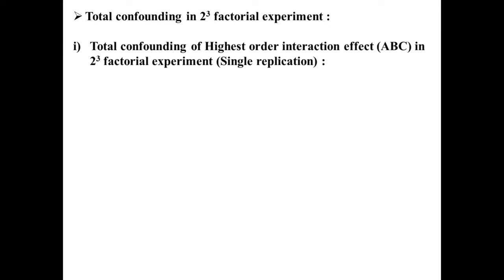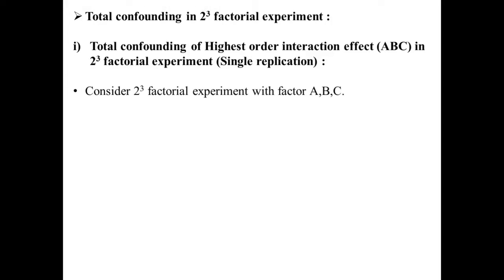So now we will discuss total confounding in 2^q factorial experiment, meaning how confounding works in this experiment. First we will discuss total confounding in the highest order interaction effect ABC in a 2^q factorial experiment when we consider only a single replication. We want to confound this effect totally with a single replicate.